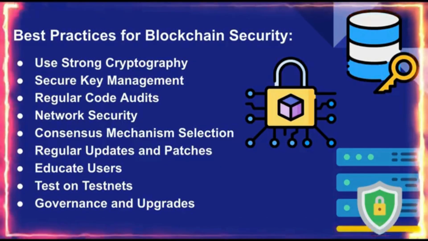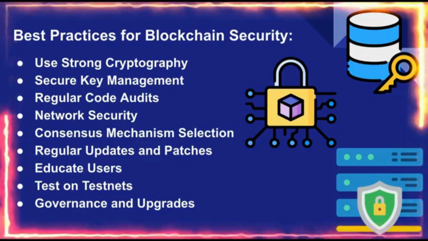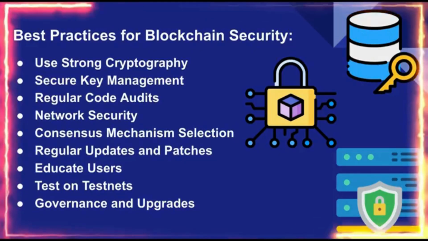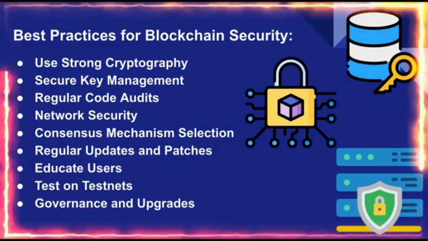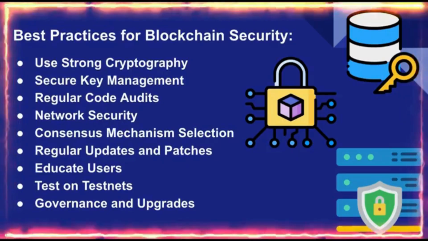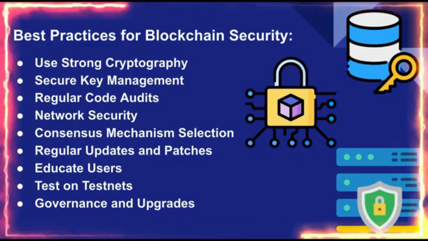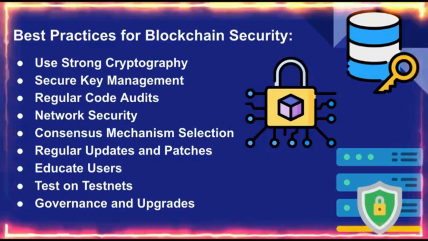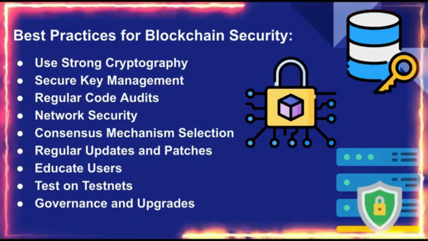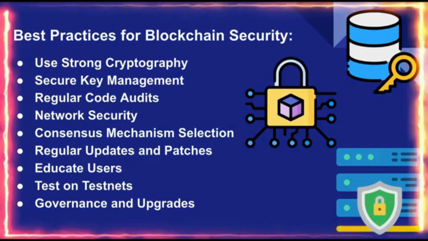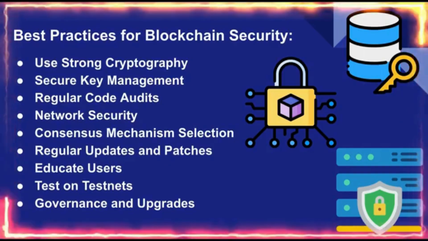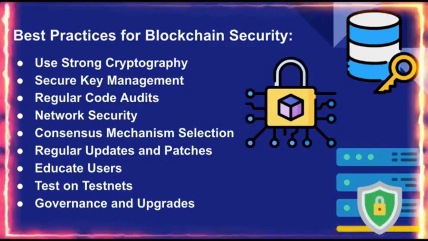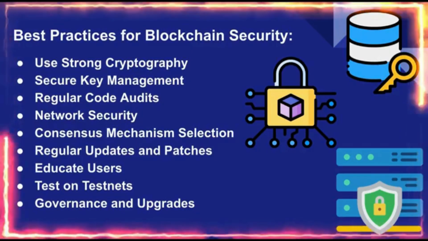Network security. Secure nodes, APIs, and communication channels to prevent unauthorized access. Consensus mechanism selection. Choose an appropriate consensus algorithm that suits the security needs and goals of the blockchain. Regular updates and patches. Keep software protocols up to date to address known vulnerabilities. Educate users. Educate participants about phishing attacks, secure wallet practices, and overall blockchain security.